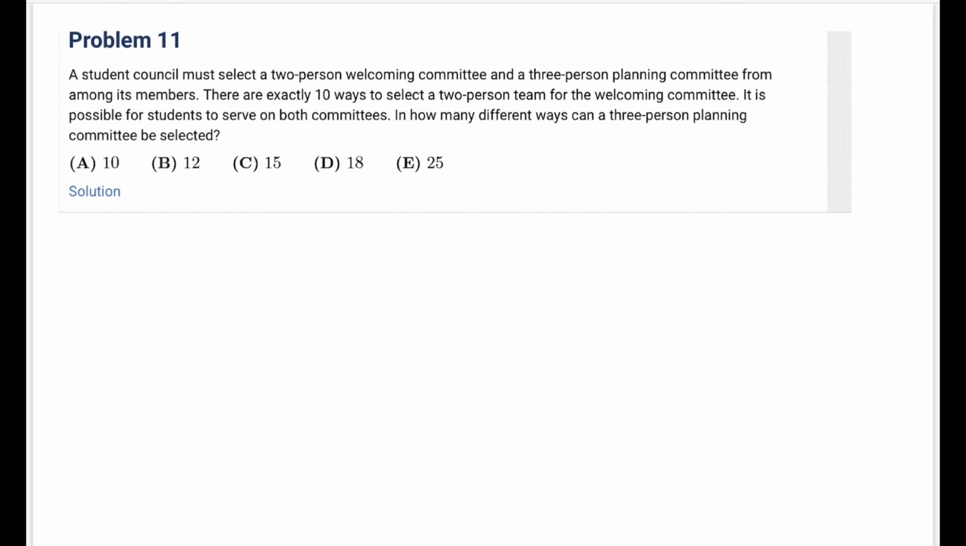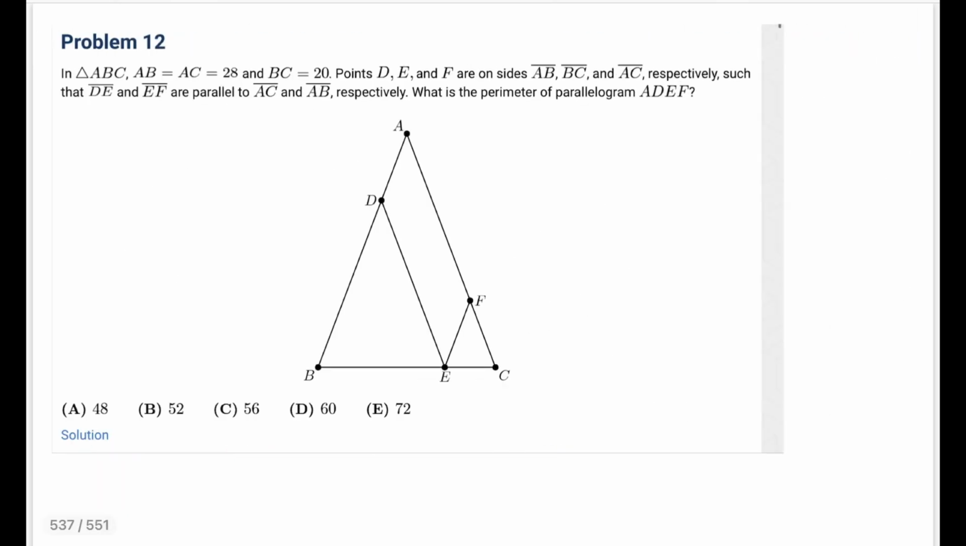In how many different ways can a 3-person planning committee be selected? Okay, so since it's possible for students to serve on both committees, it doesn't matter what the first committee is. If there are 10 ways to select a 2-person team, then n choose 2 equals 10. So this means that n is 5. And so a 3-person planning team is n choose 3. This is 5 choose 3 equals 10. So the answer is 10. It's A.